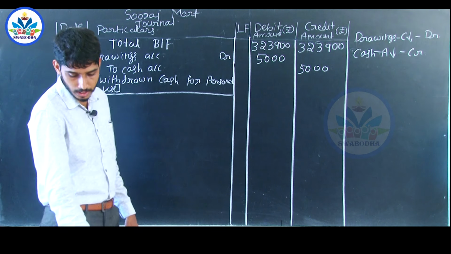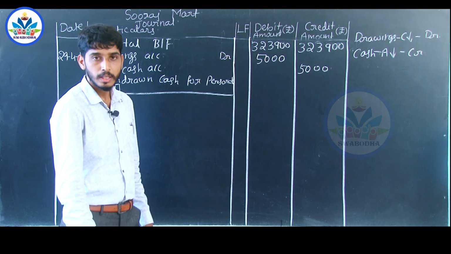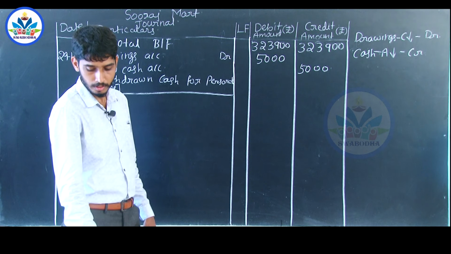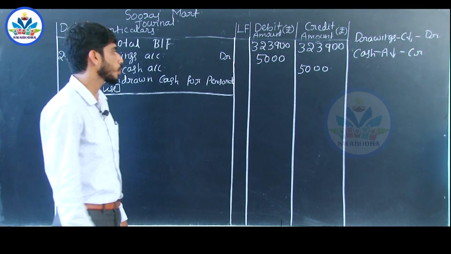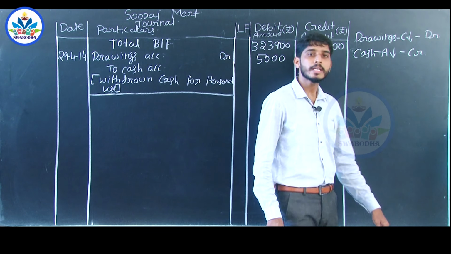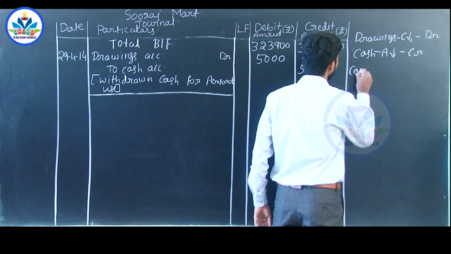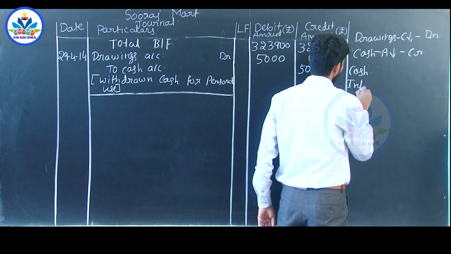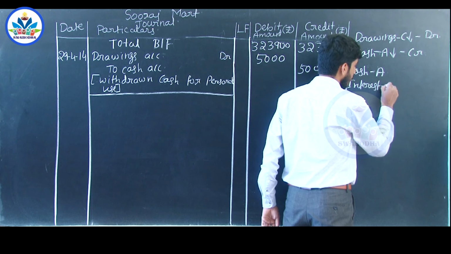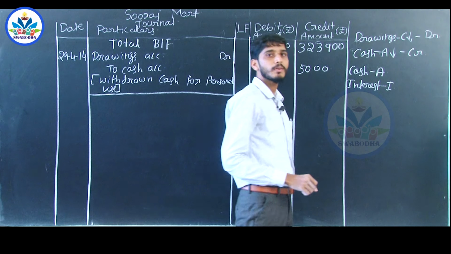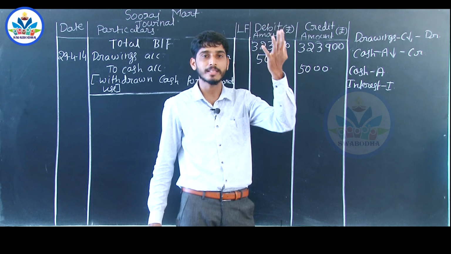The next transaction on 30/4/2014, interest received in the form of cash rupees 1,200. You have received interest in the form of cash 1,200. So, the two accounts involved are cash and interest. Now, cash is an asset, interest received is an income. Whenever you receive the interest in the form of cash, cash balance will increase.